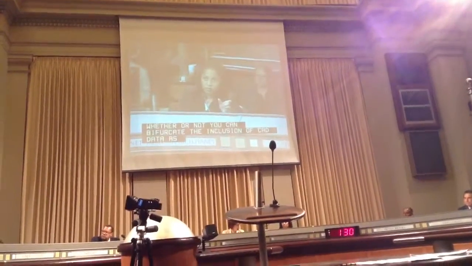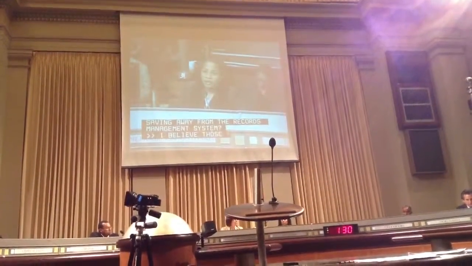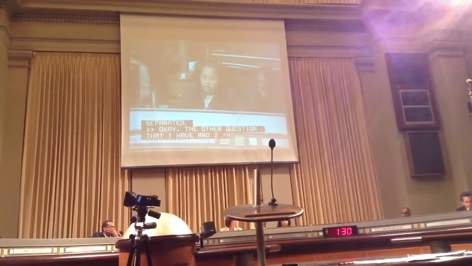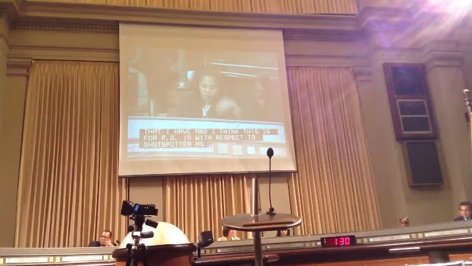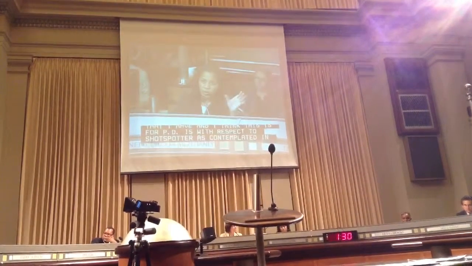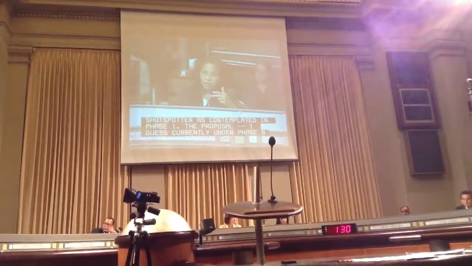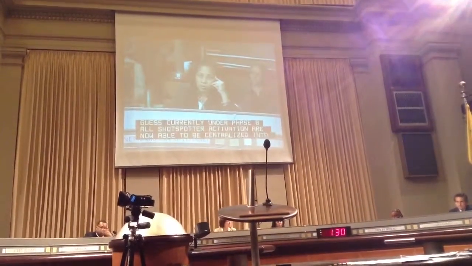I believe those two can be separated. Okay. The other question that I have, and I think this is for PD, thank you, Chief, is with respect to ShotSpotter as contemplated in phase 1. The proposal, I guess, currently under phase 1, all ShotSpotter activations are now able to be centralized into the DAC. Is that correct? Is that what was included in phase 1? That's correct.